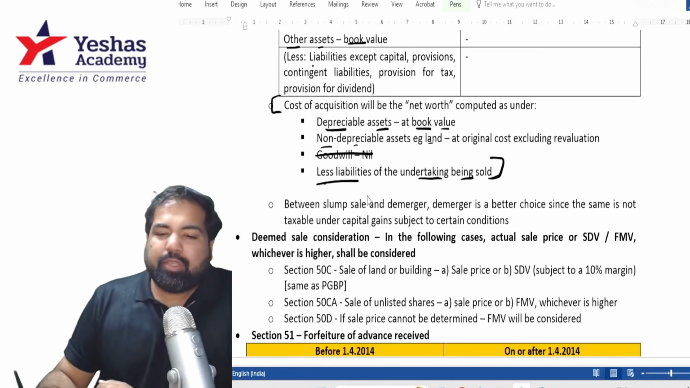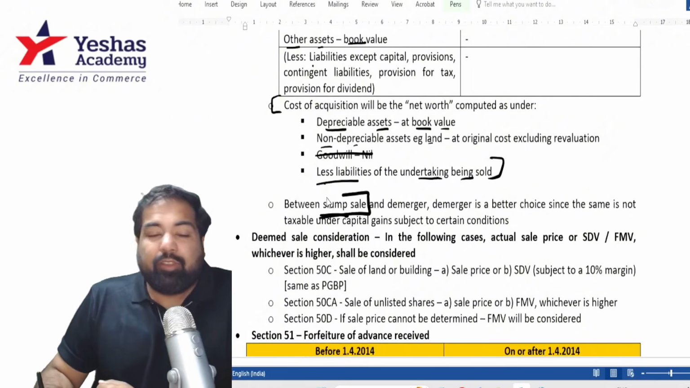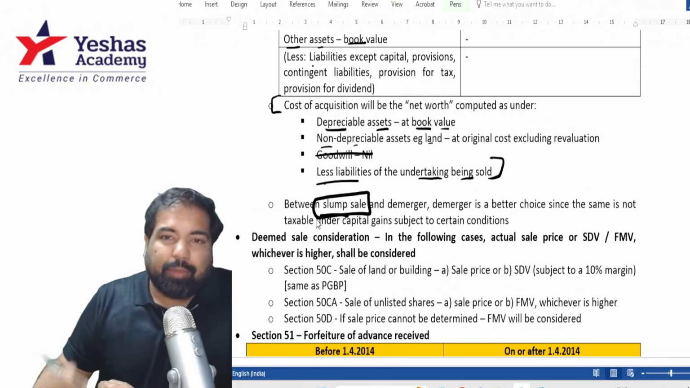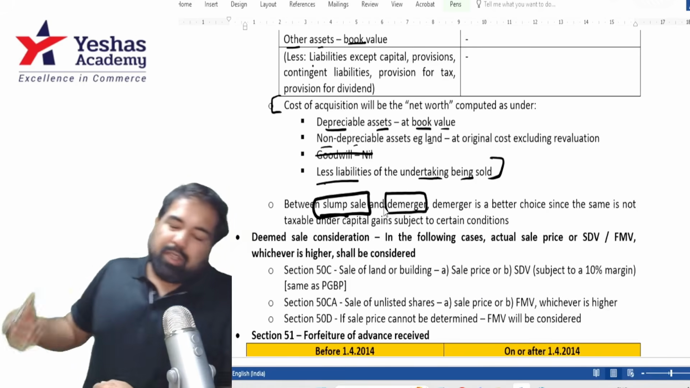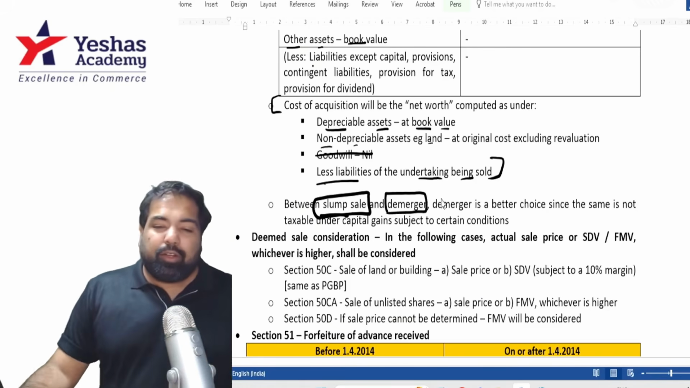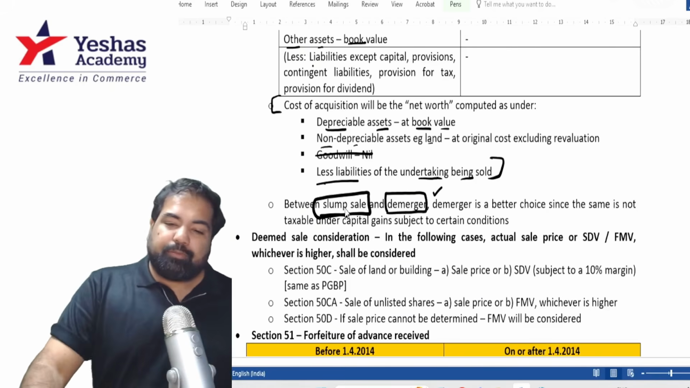All right. Between slump sale and demerger, which is better? In slump sale, there will be capital gain because you have to calculate capital gain. But in demerger, if you fulfill those conditions, that is all assets, liabilities, transfer, etc., there is no capital gain. So it's better to do demerger as compared to a slump sale.